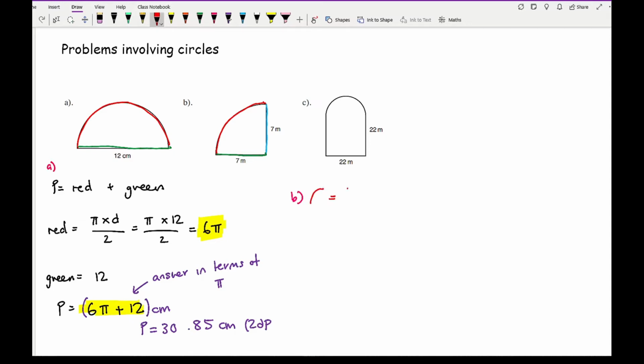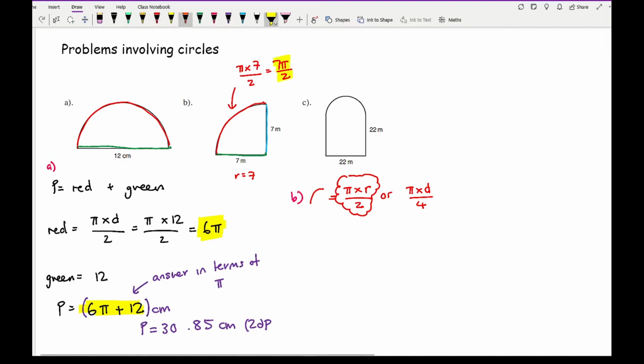Now the formula is pi times r divided by 2, or I could have done pi times d divided by 4. Because I've been given the radius, which is 7, so here r equals 7, I'm going to use this formula here. It doesn't really matter which one we use. So this little curved bit, this little red length here, is going to be pi times 7 divided by 2, which gives me 7 pi over 2.